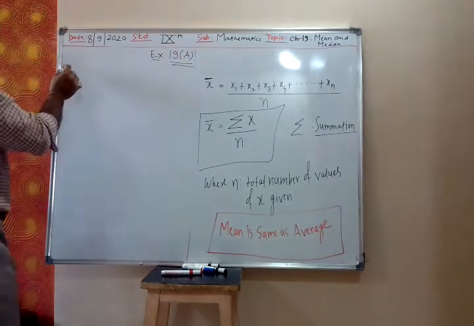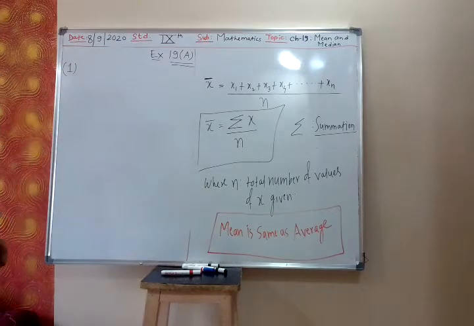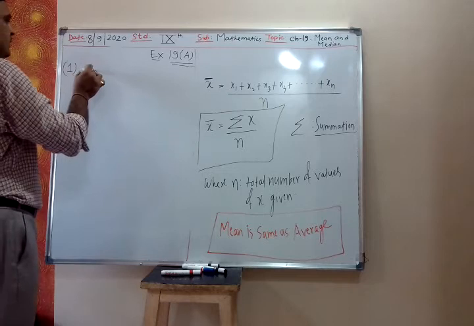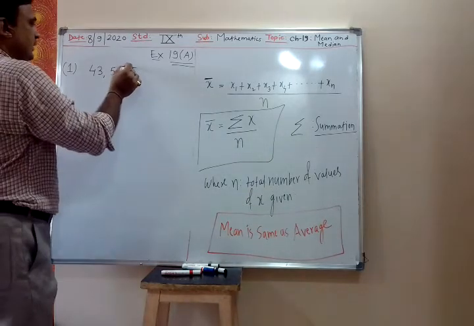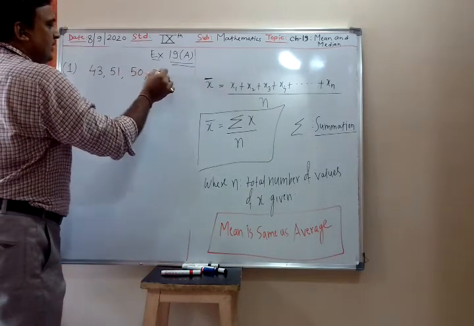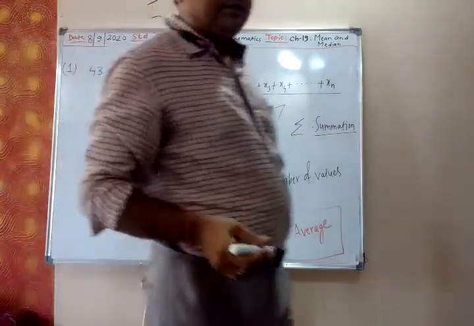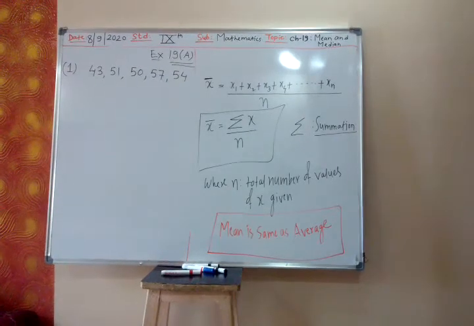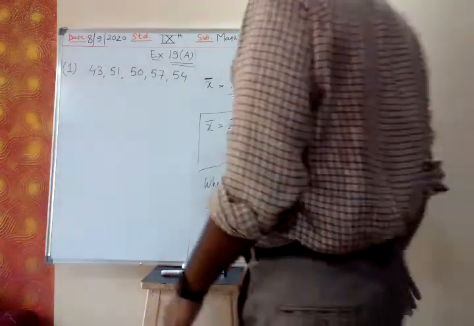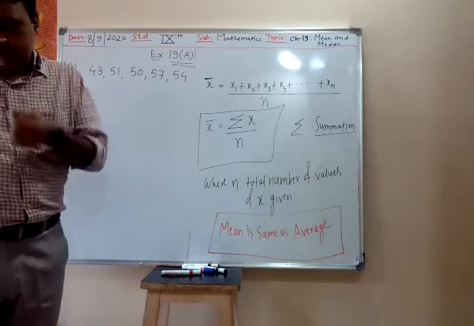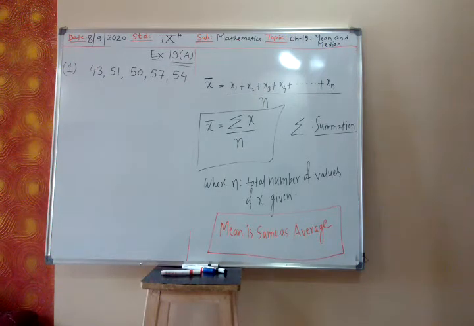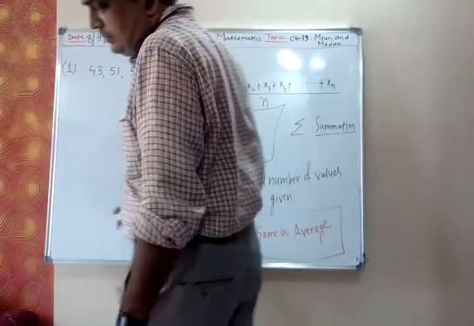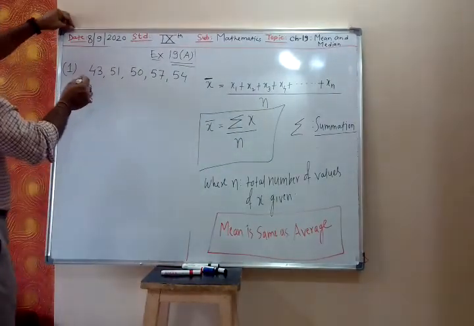Find the mean of the given values: 43, 51, 50, 57, 54. Now we want to find the mean.